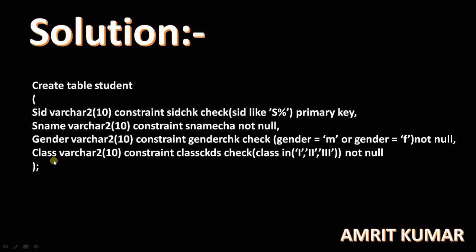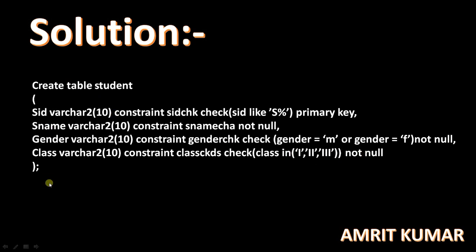Now class is varchar2, the data type, whose size is 10. Constraint class_chk. Now check class in, we are using the IN operator here, 'first', 'second' and 'third', not null. So this is the criteria we have made, and in the question, class should be varchar2 size 10, constraint class_chk. Now check class in should be 'first', 'second' or 'third', and this should be not null.